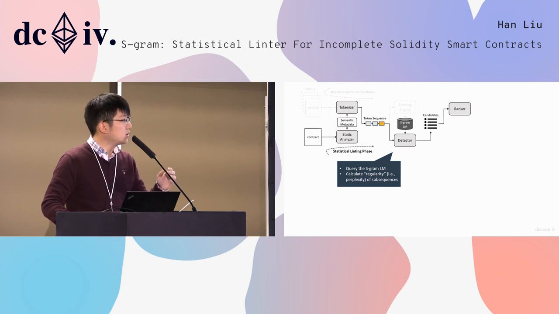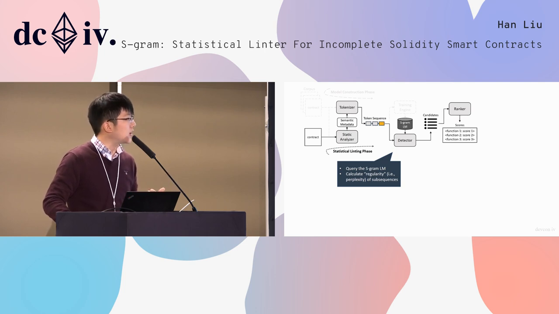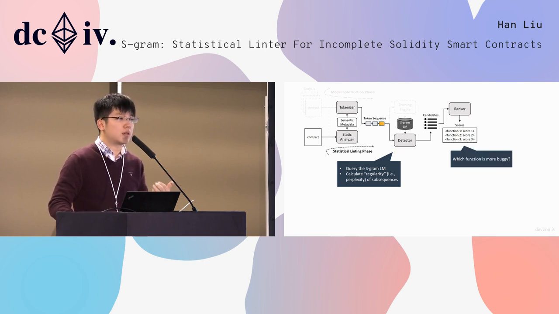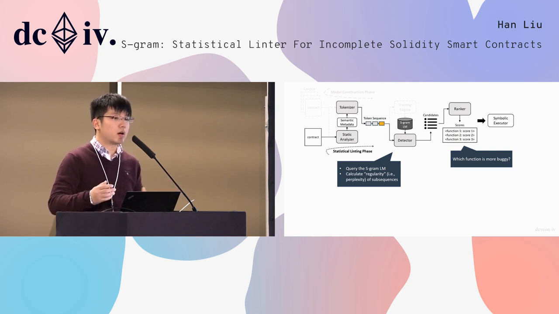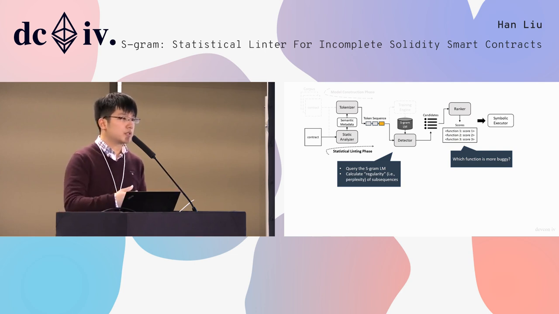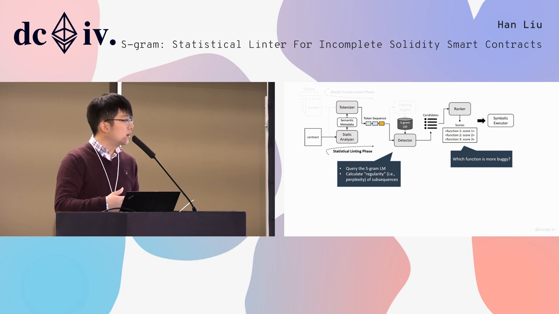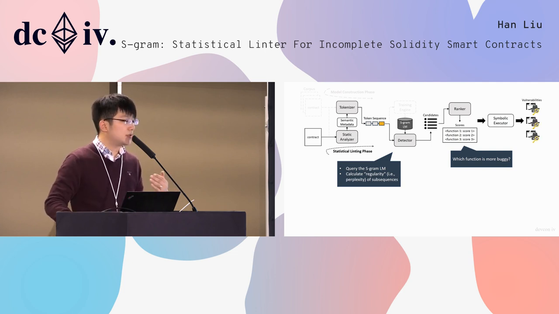What you can do is design a ranker, which takes the candidate information and generates scores for all the functions in the contract. These scores tell the symbolic executor which function is more buggy than the others. Then the symbolic executor can prioritize exploring the functions with high scores so as to detect vulnerabilities more efficiently.